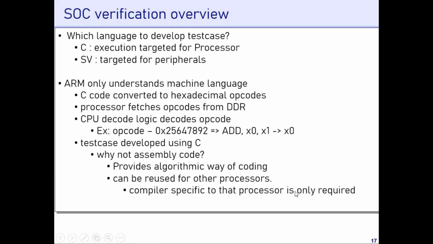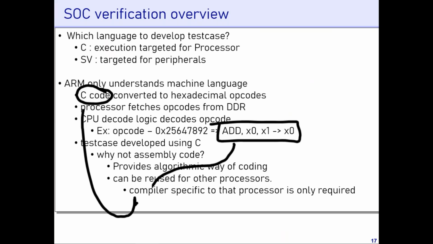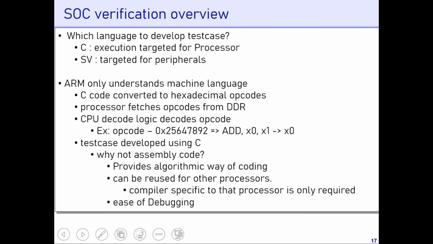A compiler specific to that processor is required. When you develop your test case using C language, that will be given as an input to the compiler specific to the processor, which converts the C code into corresponding assembly instructions. C code also provides ease of debugging, because it's more like an algorithmic level we are writing. So debugging can be easier when you develop the test case in C.